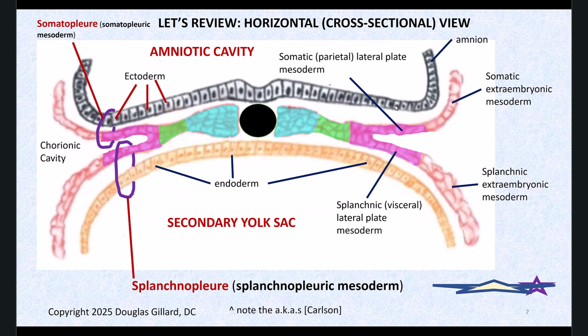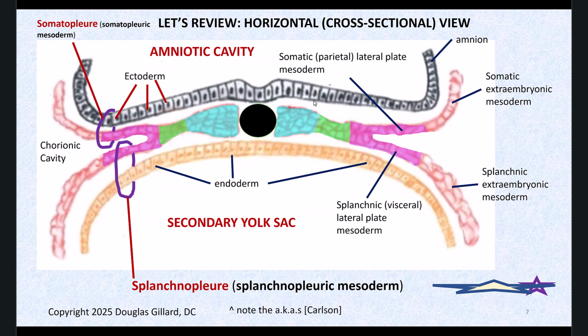But we said if we combine these 2 regions, the ectoderm with the somatic lateral plate mesoderm, that gives us a new word, and that's somatopleure, aka somatopleuric mesoderm. And I know the AKAs drive you crazy. Drive me crazy too. So the splanchnic lateral plate mesoderm combines with the endoderm, this very bottom layer, to form collectively the splanchnopleure, aka splanchnopleuric mesoderm.